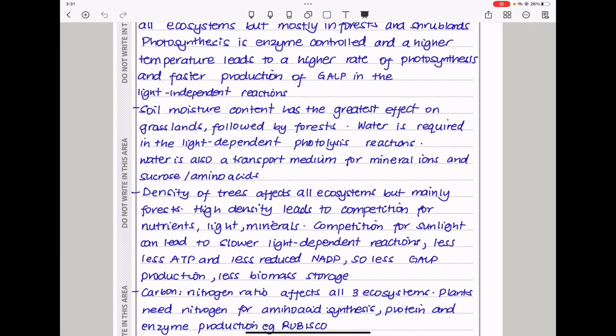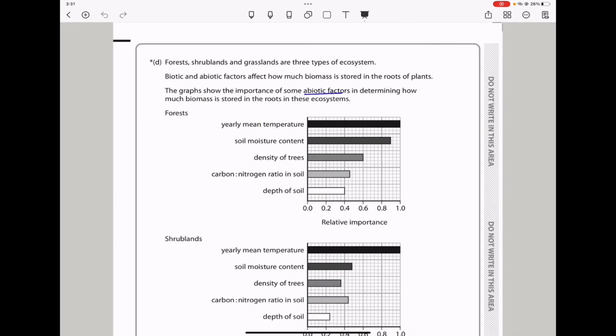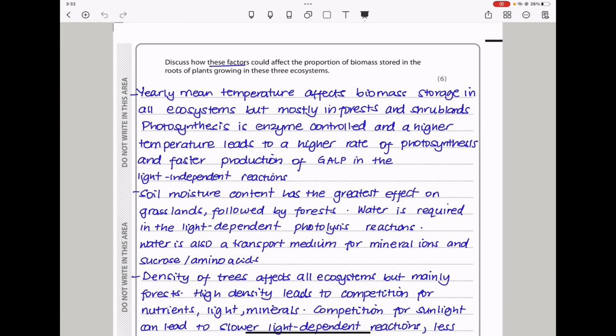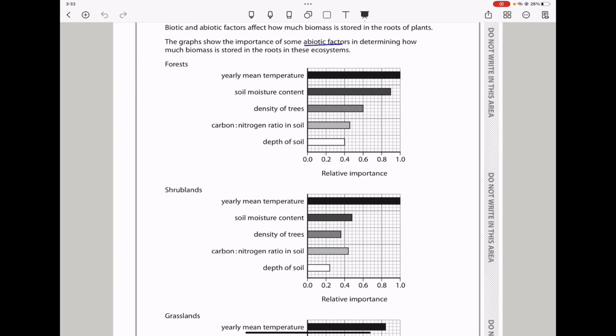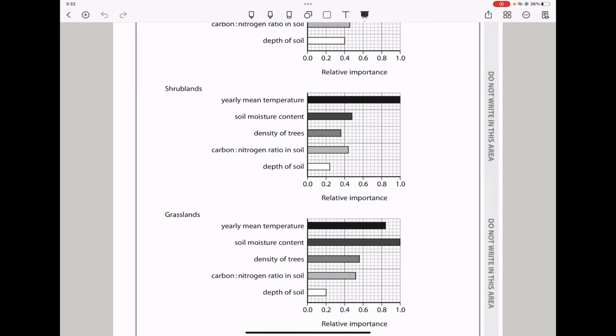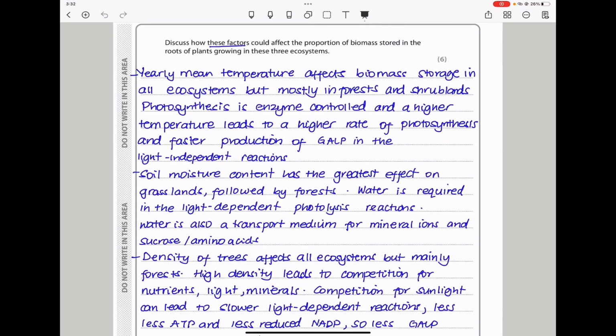So in my answer, I wrote the specific conditions like 1, 2, 3, 4, 5 for all the ecosystems together. So I say, yearly mean temperature affects biomass storage in all ecosystems, but mostly in forests and shrublands. This is again seen here. Forest is the highest, shrubland is the highest, but when we go to grasslands, moisture content is more important. Then I said, photosynthesis is enzyme controlled, and a higher temperature leads to a higher rate of photosynthesis and a faster production of GALP in the light-independent reactions.